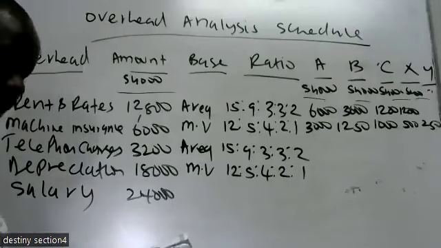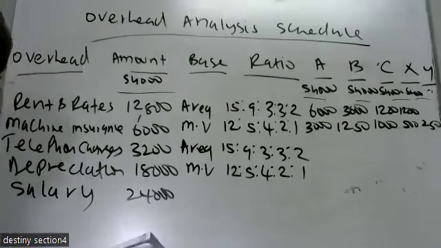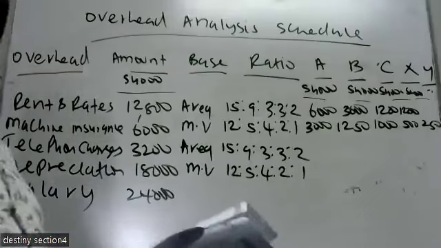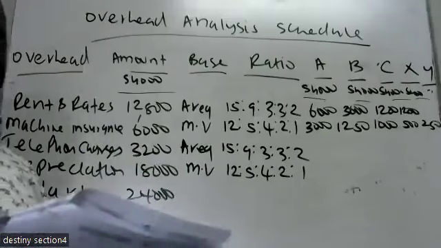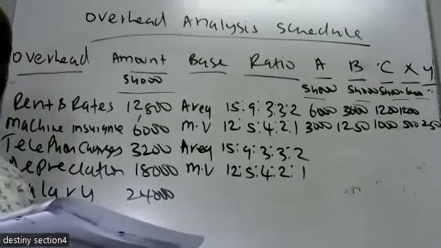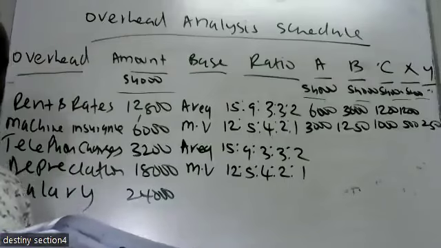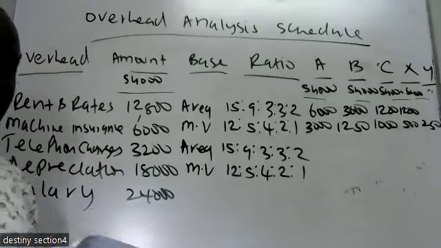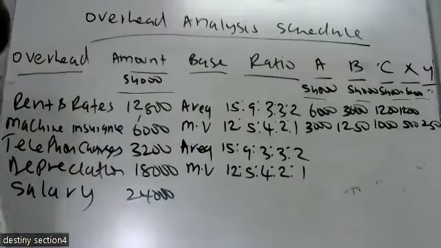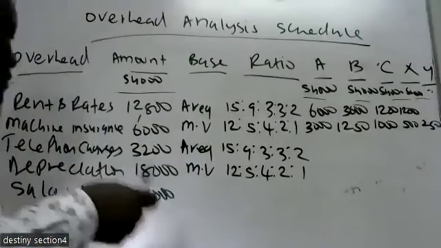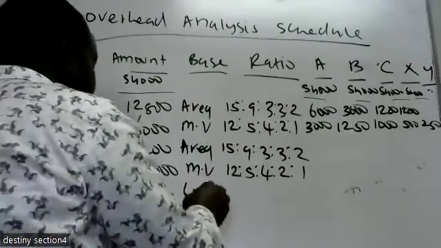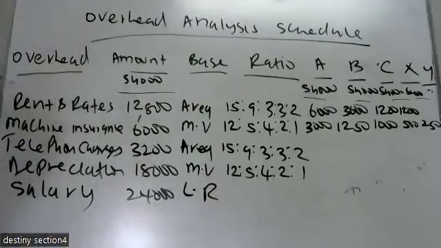So salary can be apportioned in terms of the labor rate. We can use the labor rate to apportion the supervisor's salary. So let us use the labor rate. What ratios do we get from the labor rate?